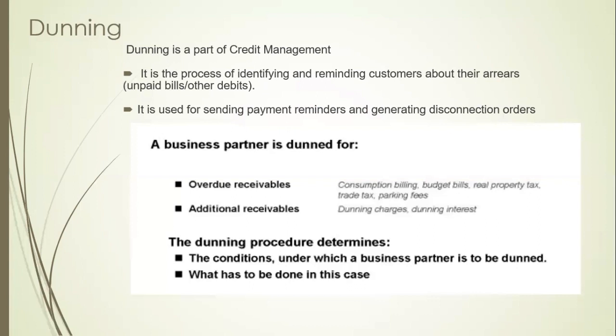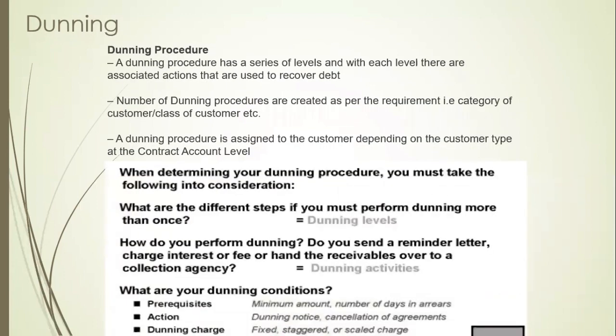But how do we determine the dunning procedure, the condition under which the business partner is to be dunned? Since an overdue payment is there, what was done in this case? What was done means whether it is dunning level 1 or dunning level 2. So based on that level, we need to define. So what is the dunning procedure? If we define it as a whole, a dunning procedure is a series of levels, and with each level, there are associated actions that are used to recover the debt.